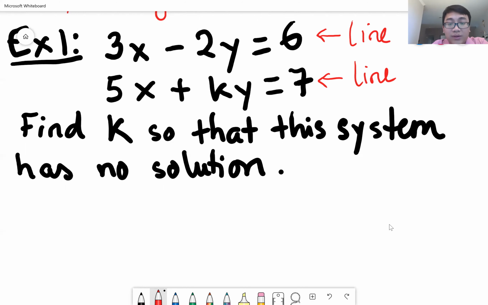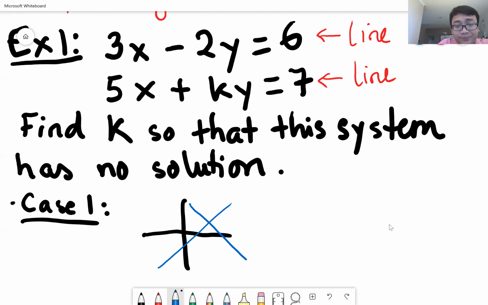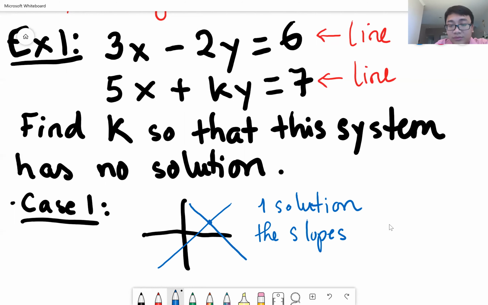Now, you want to find k. So remember, if you graph two lines, there are only three cases, right? So let's do case number 1. If you graph two lines, it will be like this, right? They will cross each other at one point, and that's when you have one solution. One solution means the slopes are different. The slopes of the two lines are different.